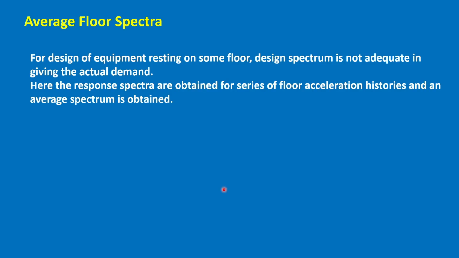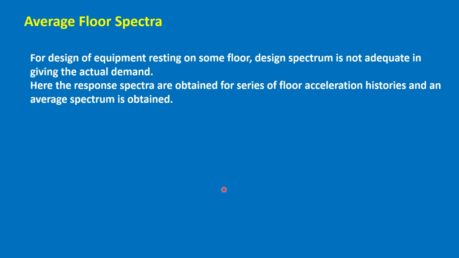A similar term is average floor spectra. What is that? When you have to design an equipment, the base or foundation of an equipment resting on the floor, then the design spectrum of the code will not help, because the design spectrum of the code gives the effect of the shaking on the ground. But your equipment is getting shaken at the floor level. So what we do, we consider the acceleration history of the floor and consider it to be an earthquake.